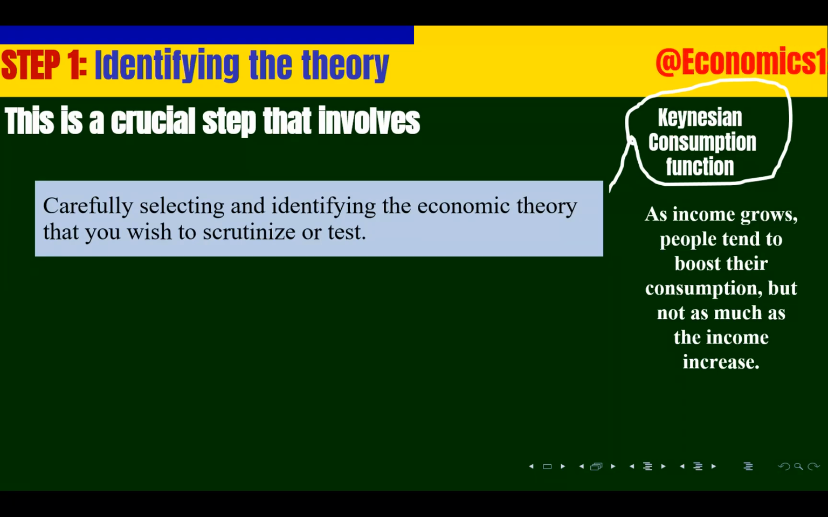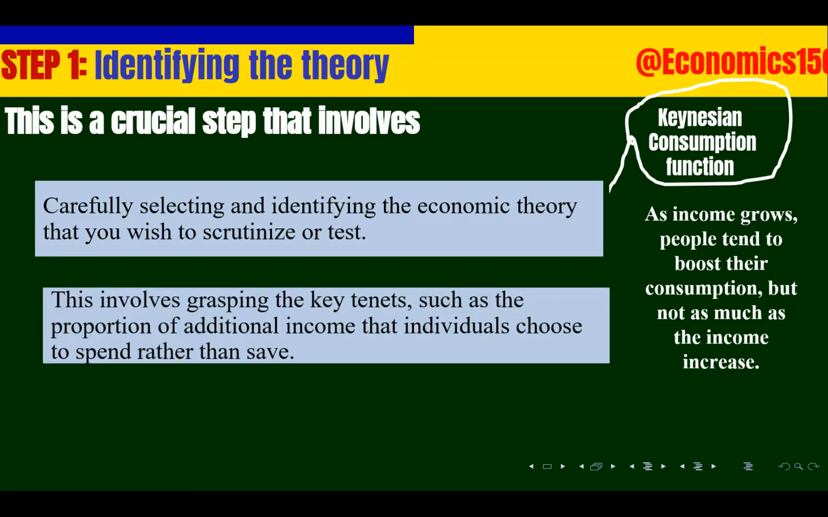spending. As you venture into this theoretical landscape, you are essentially exploring the nuances of how individuals allocate their additional income towards consumption while acknowledging that this increase may not be as substantial as the income surge itself. Your objective at this stage is to meticulously outline the premises and principles that underlie the Keynesian consumption function. This involves grasping the key tenets, such as the marginal propensity to consume (MPC), which signifies the proportion of additional income that individuals choose to spend rather than save.